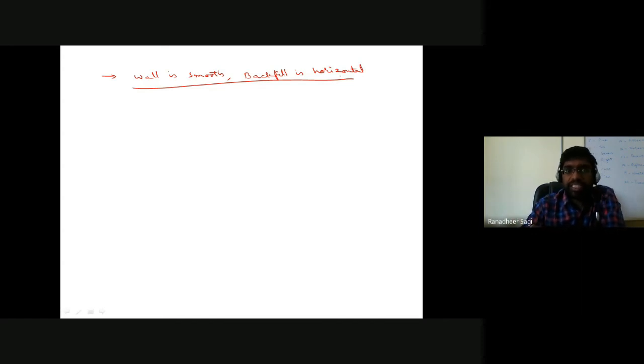I'll take an example to show you that if the retaining wall is smooth and the backfill is horizontal, the expression we get from Coulomb's theory for estimating the active earth pressure or passive earth pressure is the same as what we got from Rankine's earth pressure theory. That's what I want to show you, because Coulomb's theory is not something totally different from Rankine's theory. Rankine's theory was developed in the 19th century. The oldest theory is Coulomb's theory, developed in the 18th century.